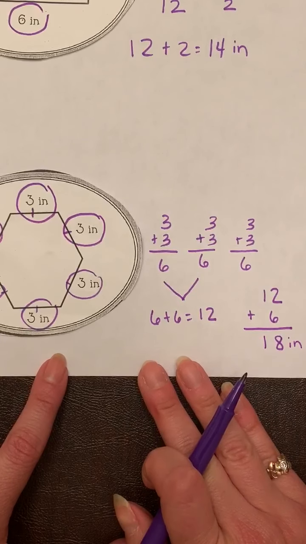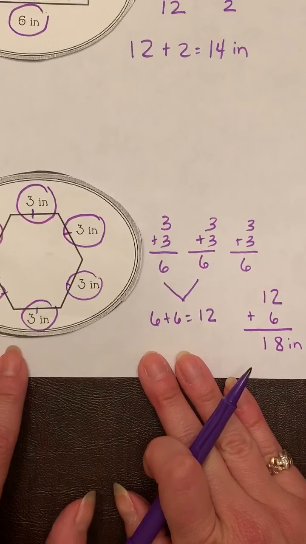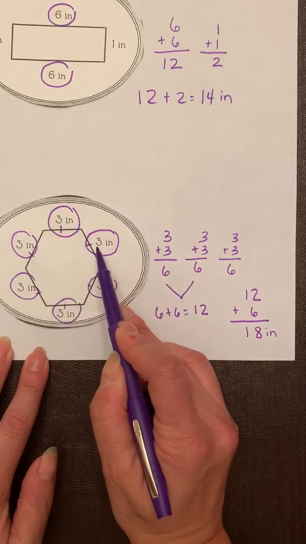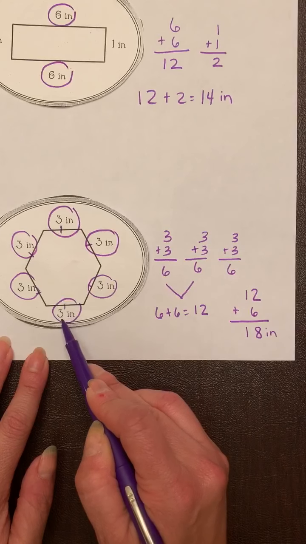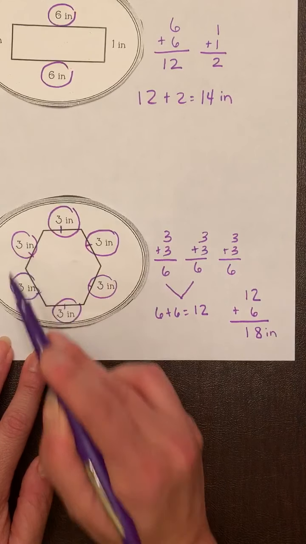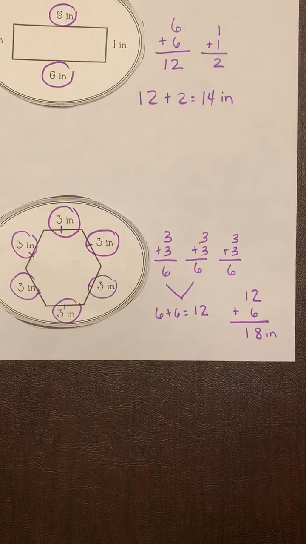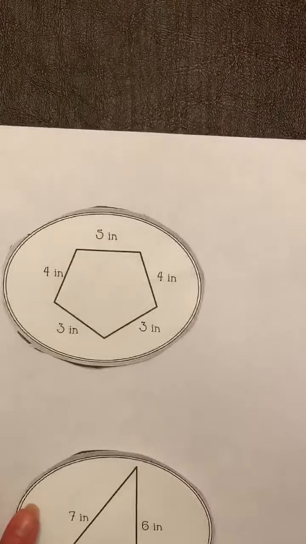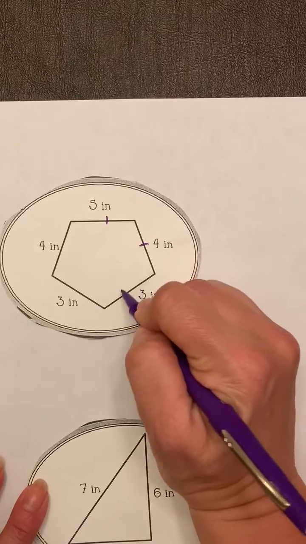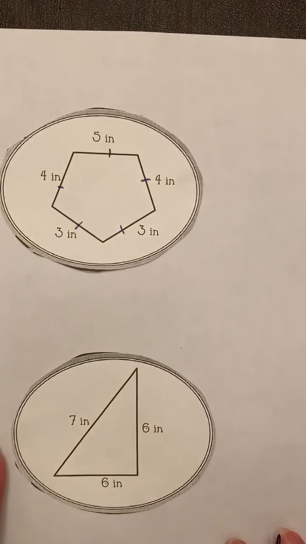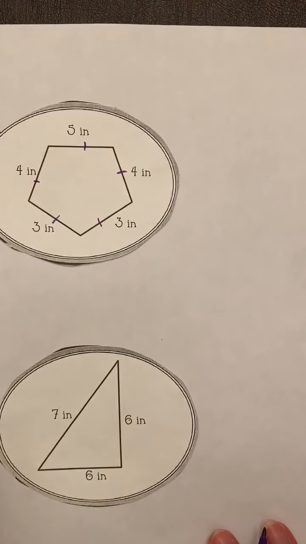Could we also just count by 3s all the way around our shape? Let's see if we get the same answer. 3, 6, 9, 12, 15, 18. Yep, it works. Okay. I have another one for us to look at together. Look at this shape. This shape is 1, 2, 3, 4, 5. What's a 5-sided figure called? Do you remember? Our 5-sided figure is called a pentagon. We're going to find the perimeter the same way.